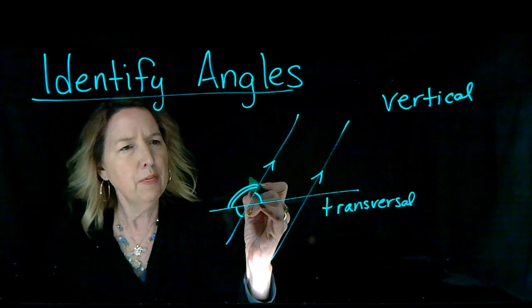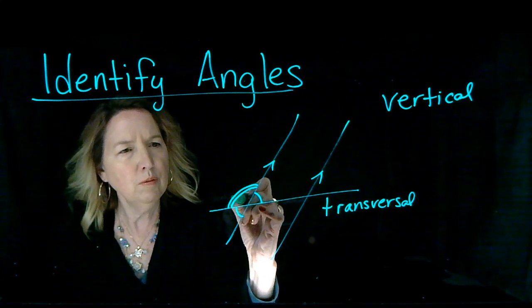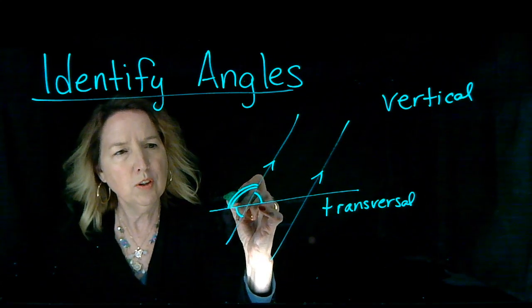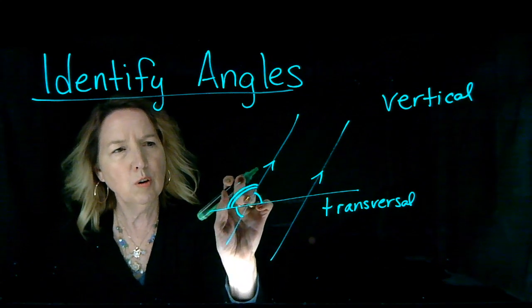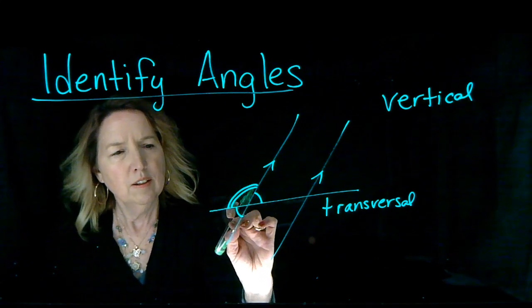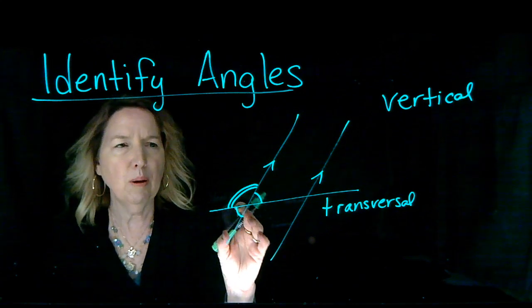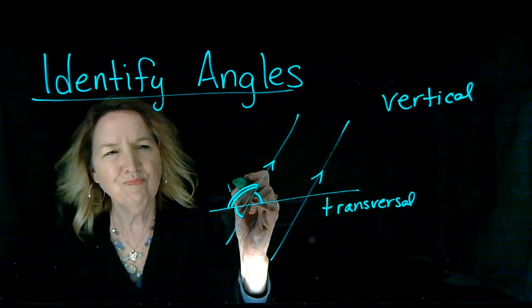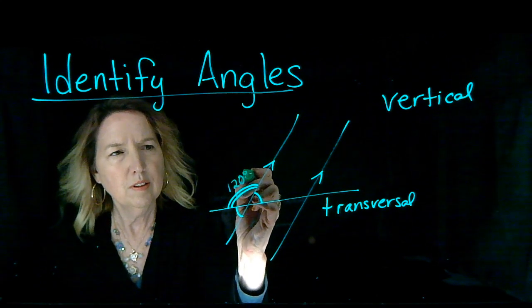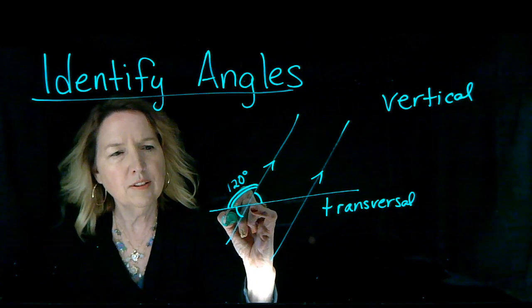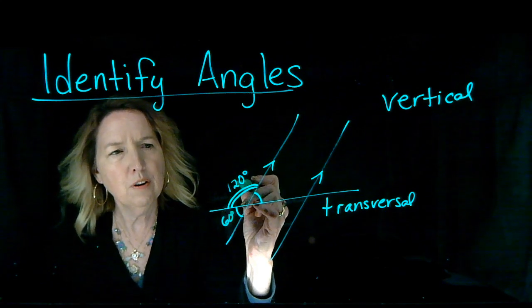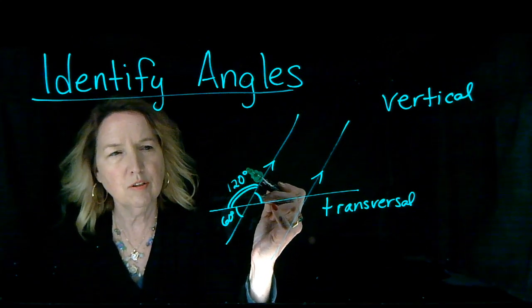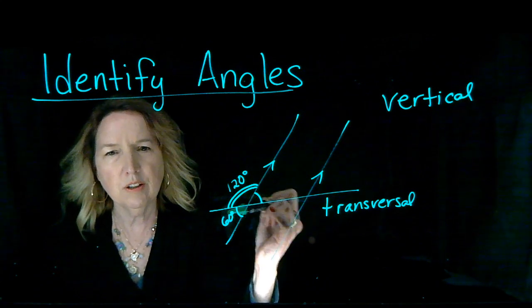But you know what? This obtuse angle and this acute angle together form two angles that add up, that go across to this line. So they are what we call supplementary. This angle, imagine it's 120 degrees. This angle must be then 60 because together they make a straight line, which is 180 degrees. So they have to add up to 180 degrees.